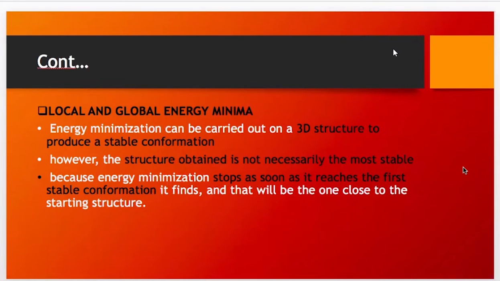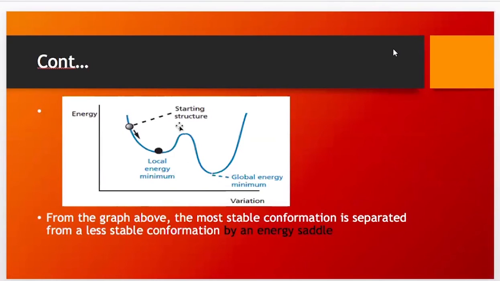I'm going to explain to you in a graph here. So this is a starting structure. Once you have had your 3D structure, you now apply energy minimization. You find that there's a first step which we call a local energy minima. This is where your compound will end. After the application of energy minimization, the software will end here, because there is a saddle here that we talk about as a kind of barrier.